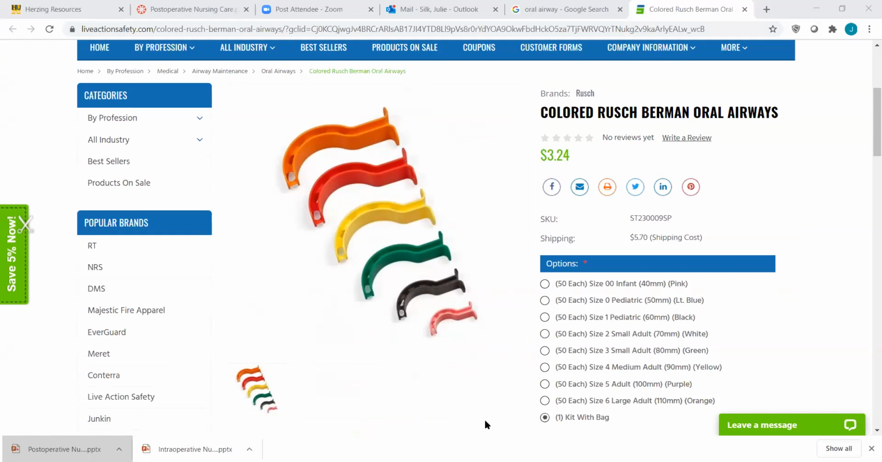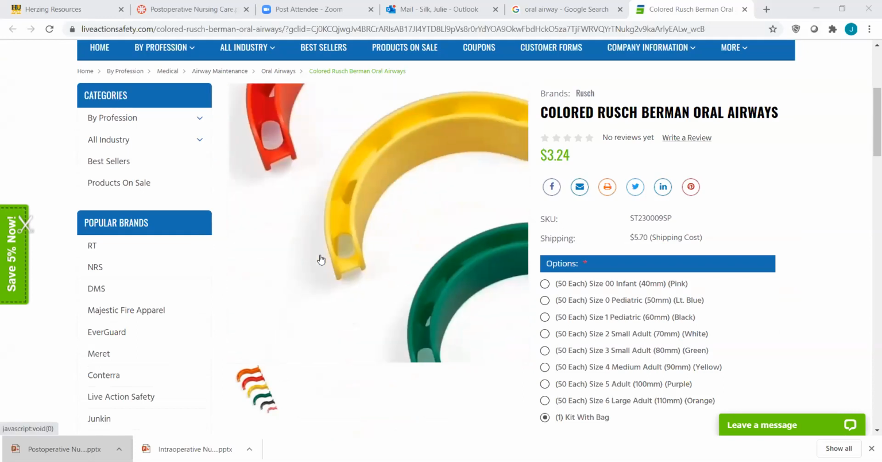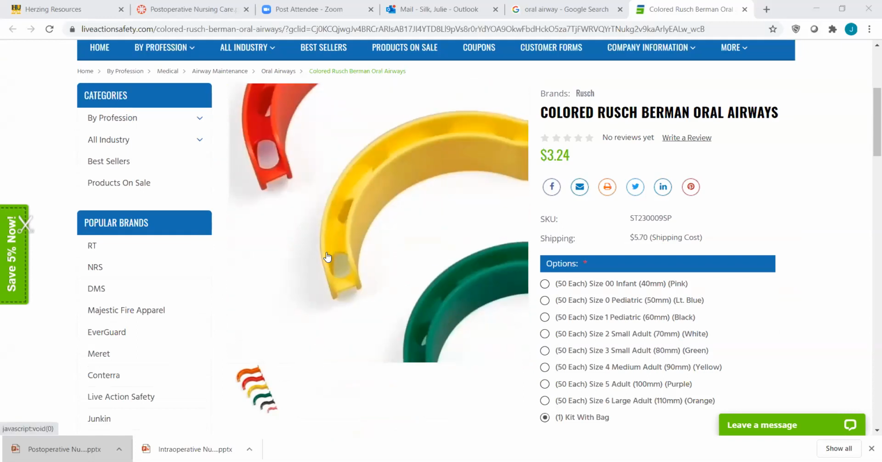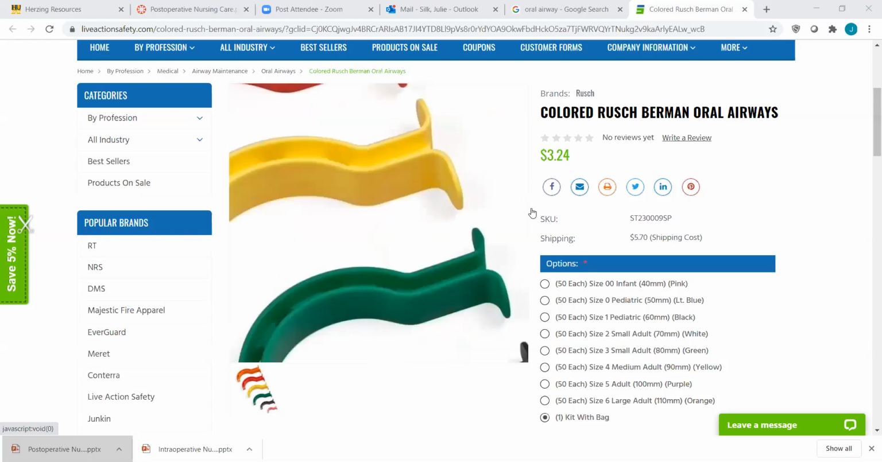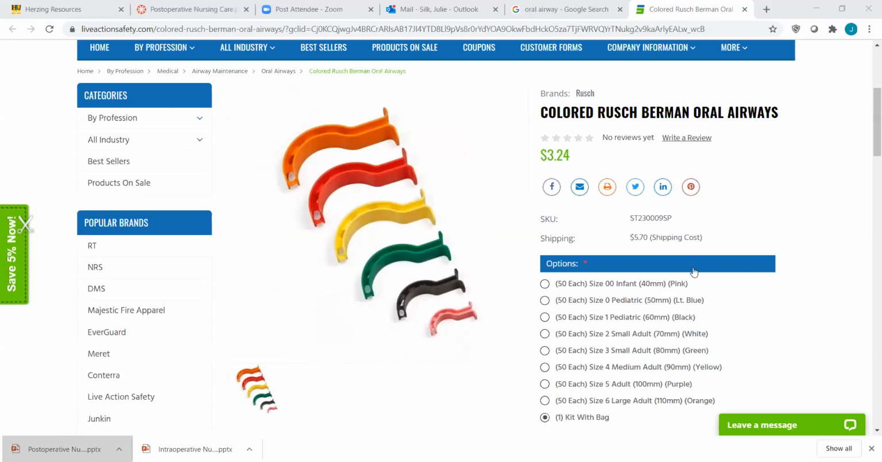And so when it's in, you see how there's this rounded portion? That rounded portion would be going down. It would push their tongue down so that their tongue wouldn't be obstructing their airway. So that's kind of how that works. They also have nasal airways that you could do. The nasal ones, I don't think they're that great. These would probably be used more so than the nasal.